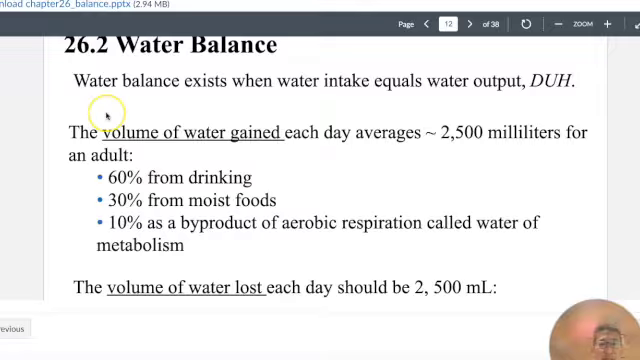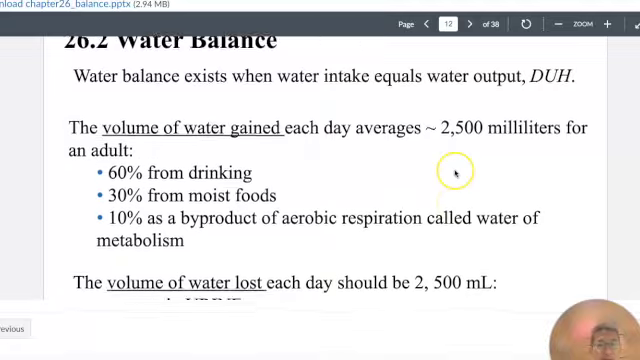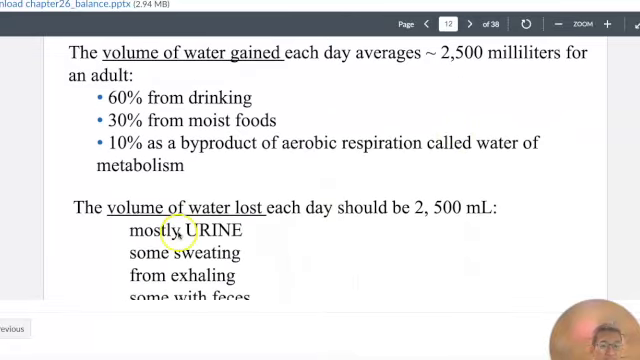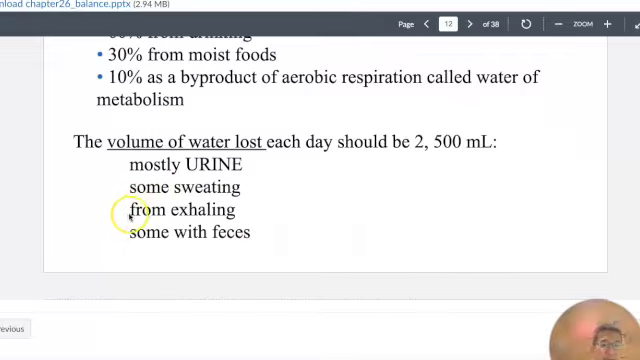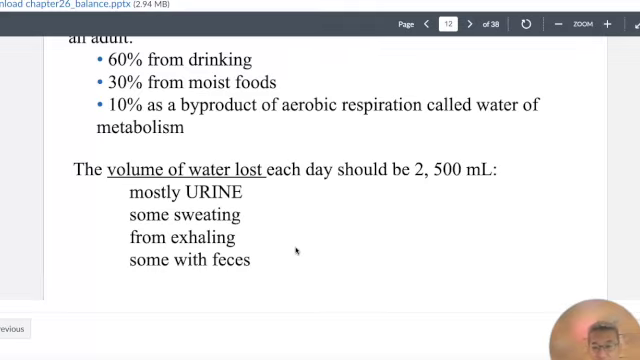So when it comes to water balance, an adult usually drinks about 2,500 milliliters of water. That's about how much the body will excrete as well, using the kidney, mostly urine. Some sweat, some exhaling, and some through the feces, but mostly through urine.